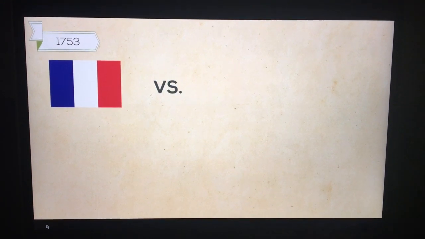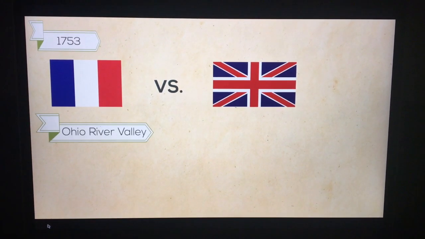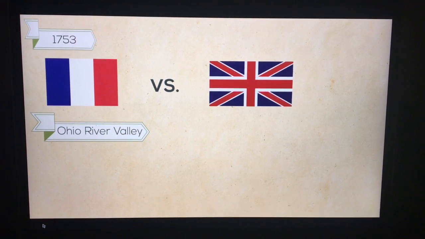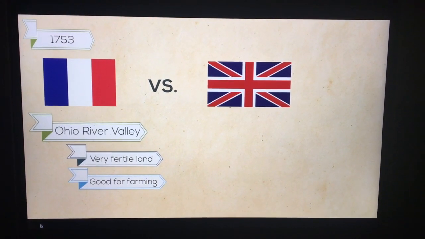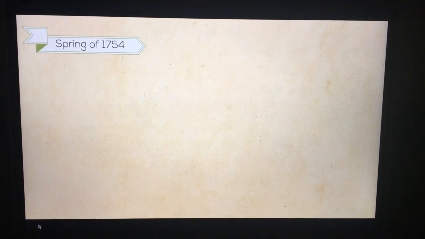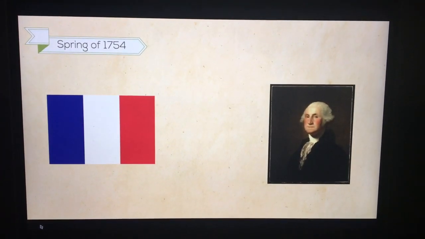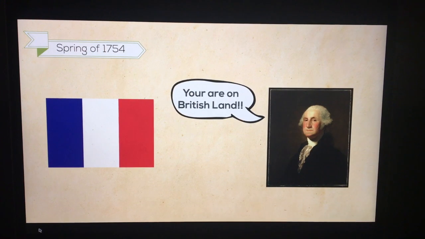Let's go back 10 years to 1753, when the conflict first started. The conflict was originally between the French and British over who would be able to settle the Ohio River Valley, which contained very fertile land for farming. A conflict between George Washington and French troops, accused of trespassing on British land in the spring of 1754, initiated the French and Indian War.